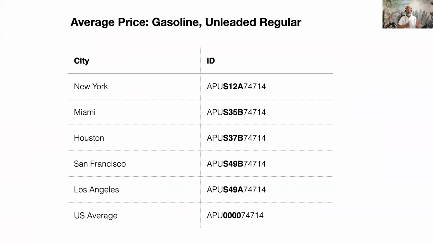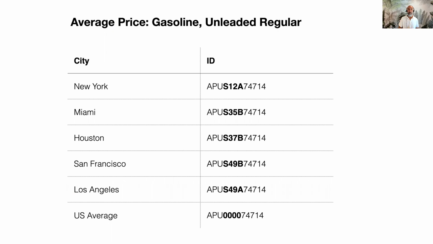So the cities are New York, Miami, Houston, San Francisco, Los Angeles, and the US average that we are looking at. The right-hand side is the code for each data, and it's a pretty similar ID. The first three letters, APU, this is the average price time series. The next four digits are sort of a location ID.